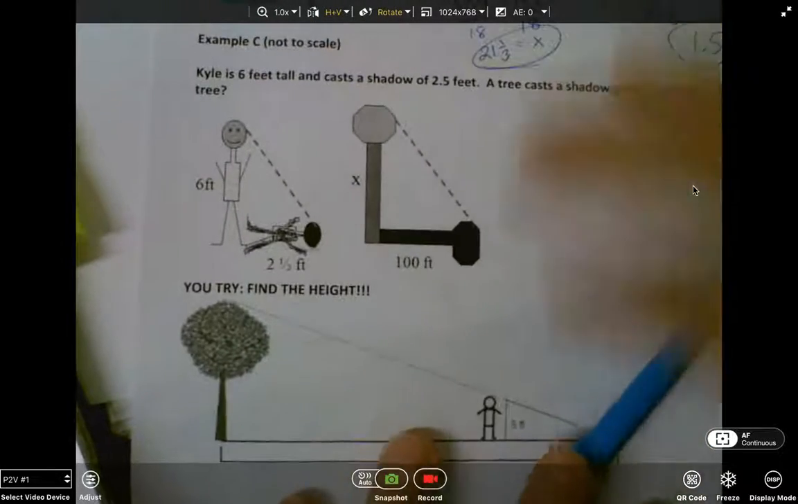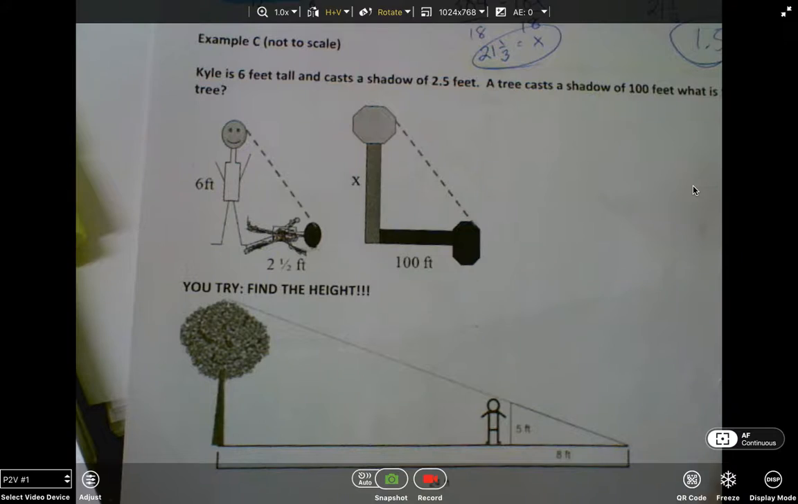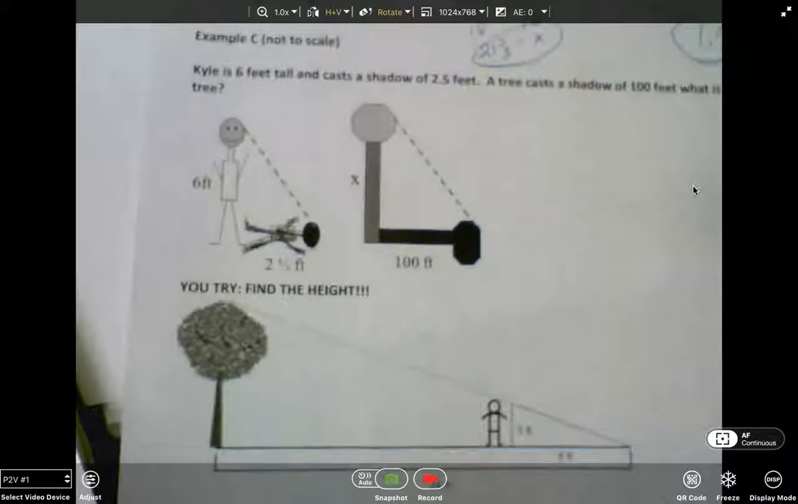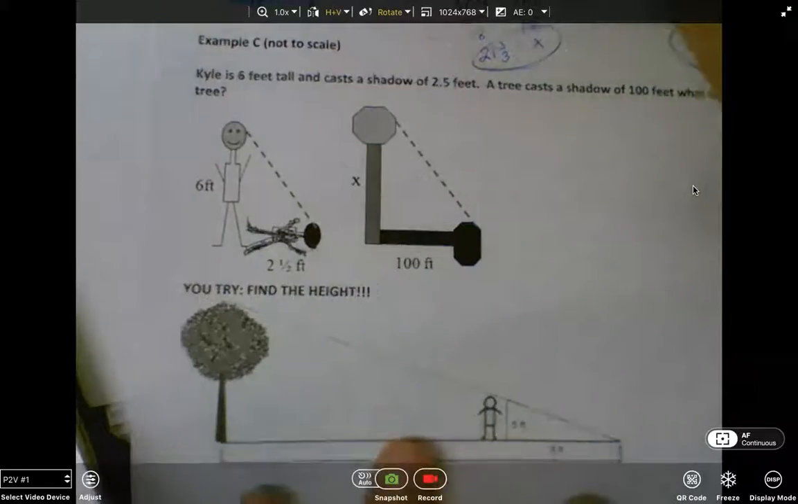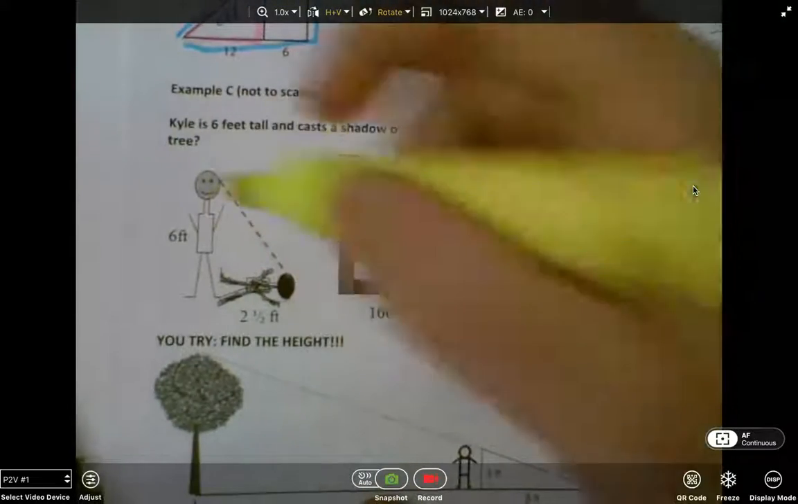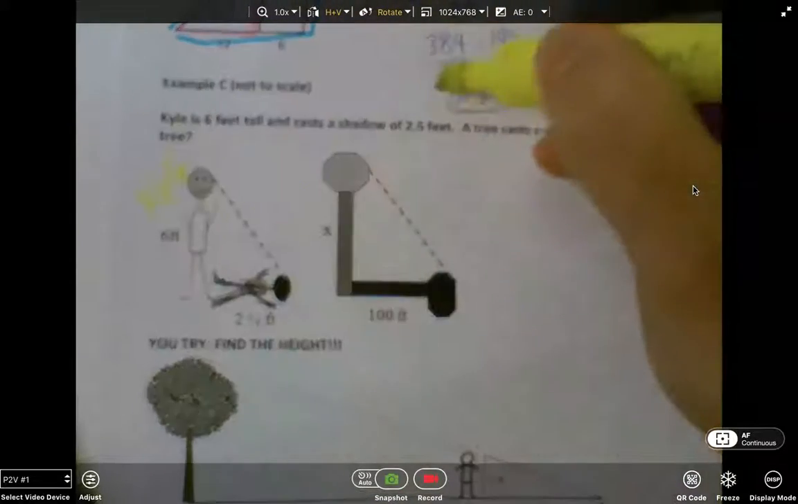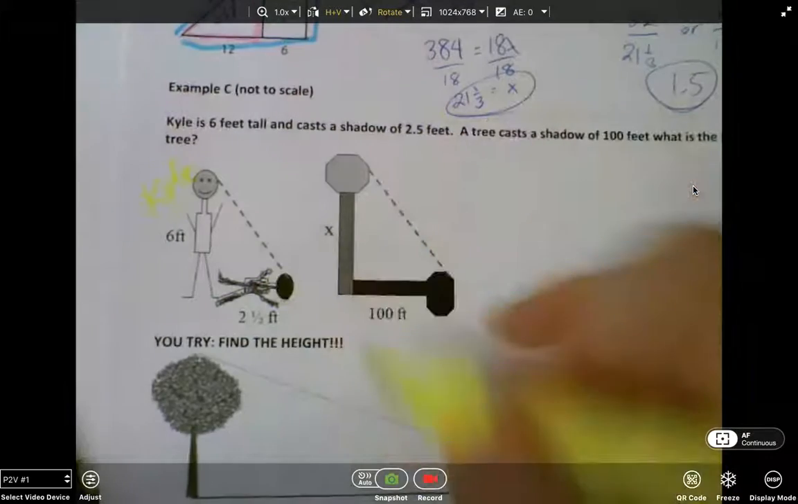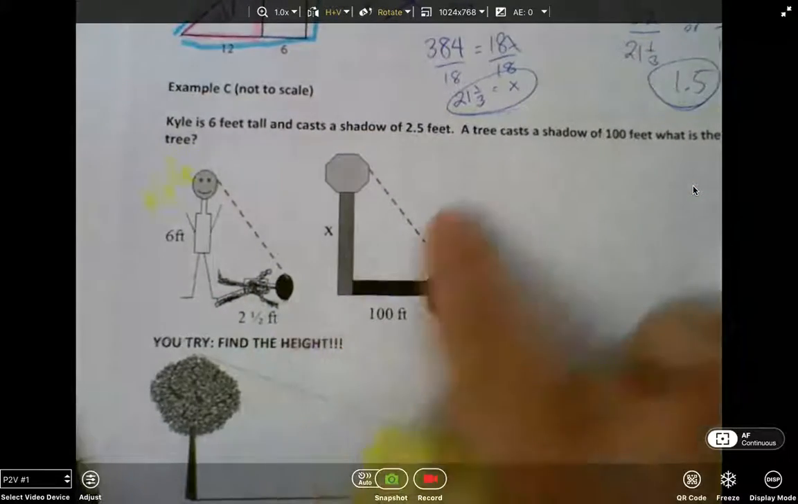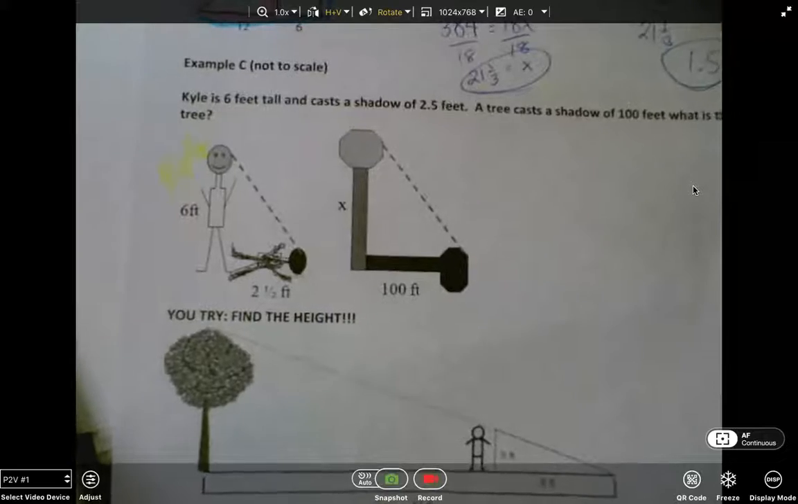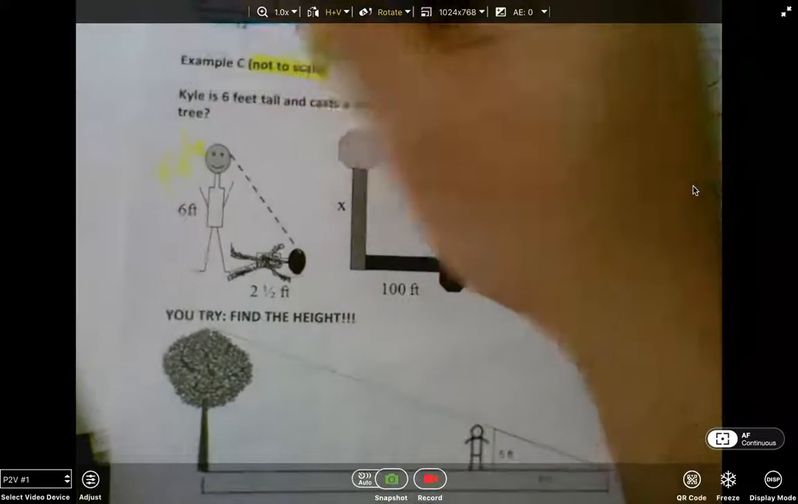All right, our last example of our reference notes, we have a demonstration to use similar figures where we're going to find the height of this tree. So it says Kyle is 6 feet tall, and so this would be Kyle right here. We'll call him Kyle. So he's 6 feet tall, and he casts a shadow that's 2.5 feet long. So that's his shadow. The tree casts a shadow of 100 feet, and we want to figure out what's the height of the tree. Now, important to note, this is not to scale.